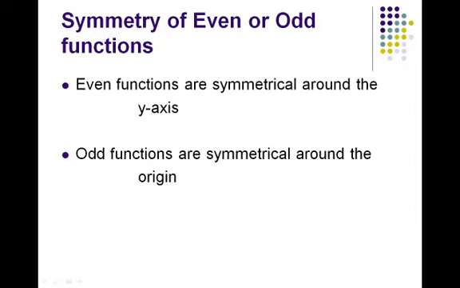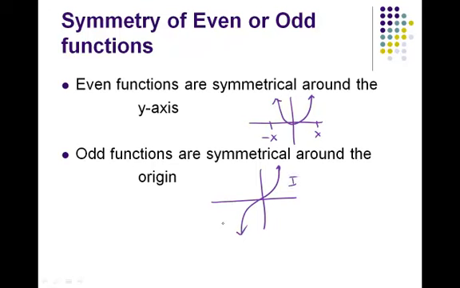When we have an even or an odd function, they are symmetrical. Even functions, like the first example I gave you of y equals x squared, are symmetrical around the y-axis. Every x value has exactly the same corresponding negative x value. Odd functions are symmetrical around the origin. In other words, if I flip the first quadrant into the third quadrant, we can see the symmetry.